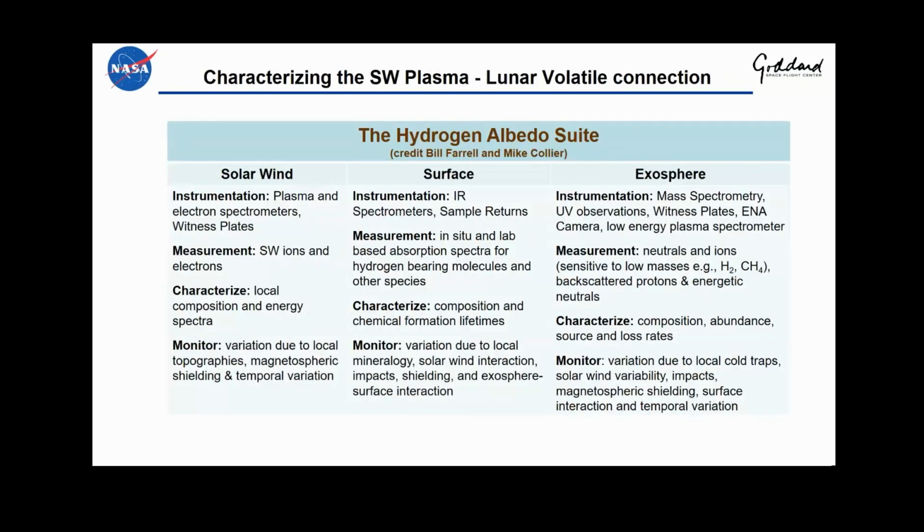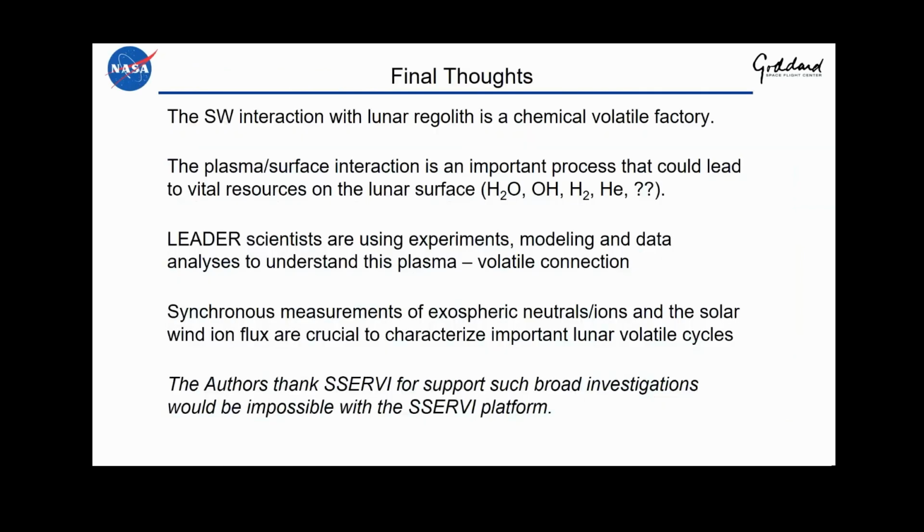Bill Farrell and our dear friend Mike Collier have thought about how we could look at this dynamic process with various lunar experiments. And so, using a combination of plasma spectrometers, IR spectrometers, also sample returns for laboratory experiments, as well as mass spectrometry, UV observations, and witness plates, which somebody might talk about later on today, we can use instrumentation on the moon together to really monitor this process dynamically, to help better constrain some of the inputs into the models, to understand these valuable resources.